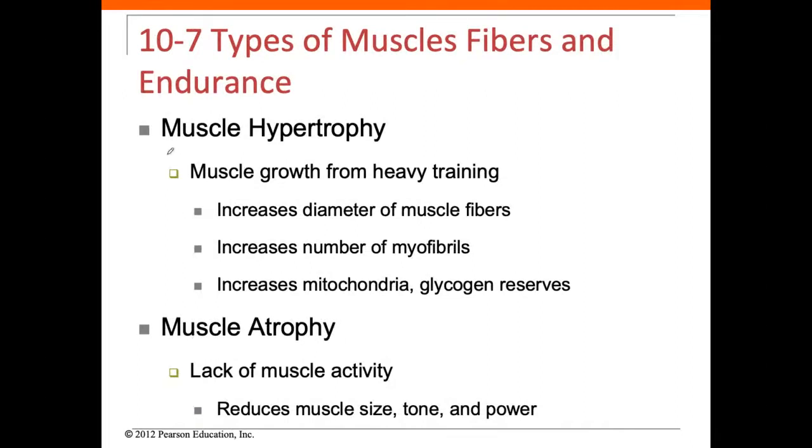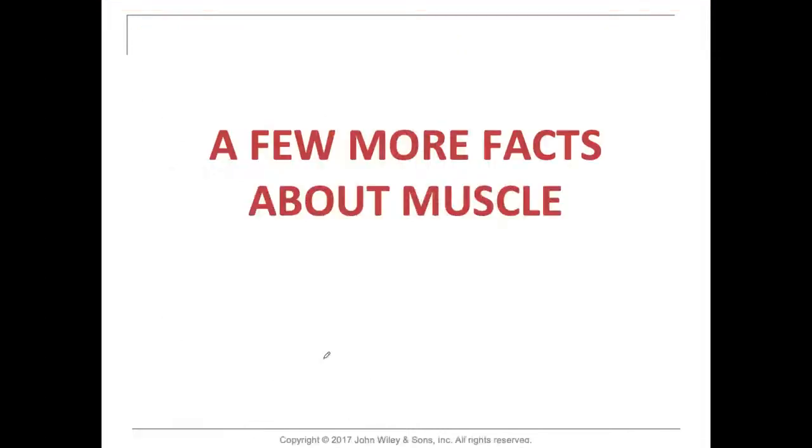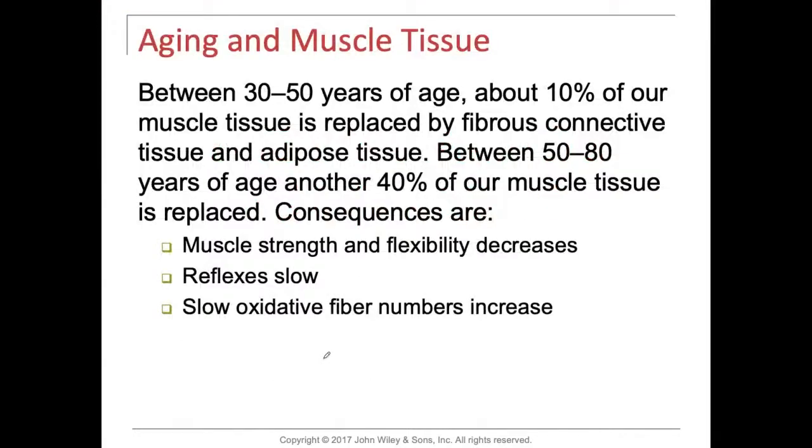are all red fibers. You heard me earlier talk about muscle hypertrophy and muscle atrophy. Hypertrophy is the increase in muscle diameter and the number of muscles and their thickness, whereas atrophy is when there's wasting away, there's reduced muscle size, tone, and power of muscle. We see muscle atrophy in people as they get a little bit older. Between the ages of 30 and 50, about 10% of the muscle tissue is replaced by fibrous connective tissue and fat. And between the ages of 50 and 80 years of age, another 40% of muscle tissue is replaced.